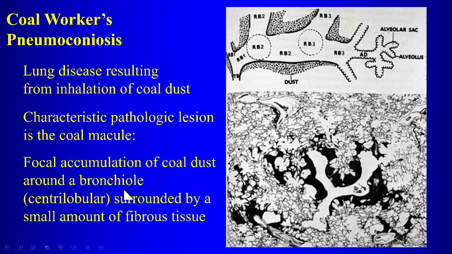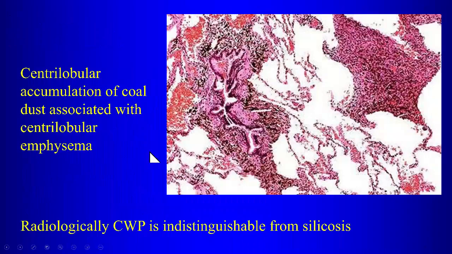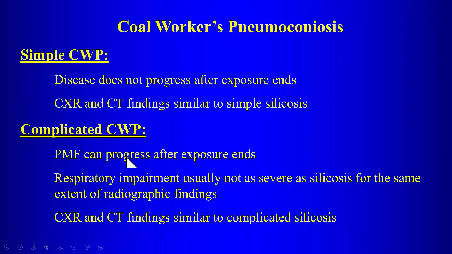Now, coal workers' pneumoconiosis occurs from coal inhalation, and although the pathologic lesion is different, as far as we're concerned, it looks exactly the same. So as far as the changes from coal workers' pneumoconiosis versus silicosis, they look exactly the same radiologically, so there's nothing different to learn. The coal macule is the pathologic lesion, so although that's different than the lesion we see with silicosis, we're not going to see that. We see the radiological manifestations. And radiologically, coal workers' pneumoconiosis is indistinguishable from silicosis.